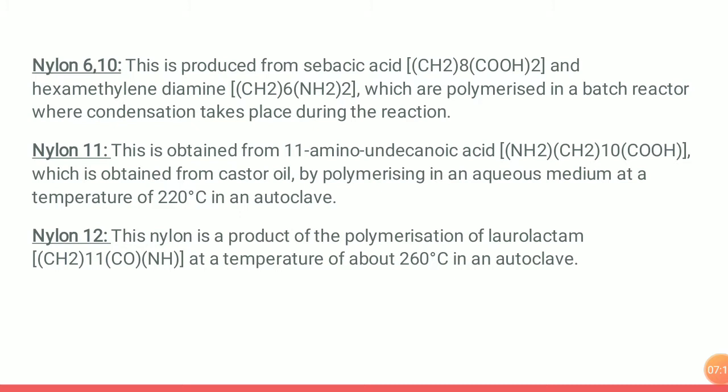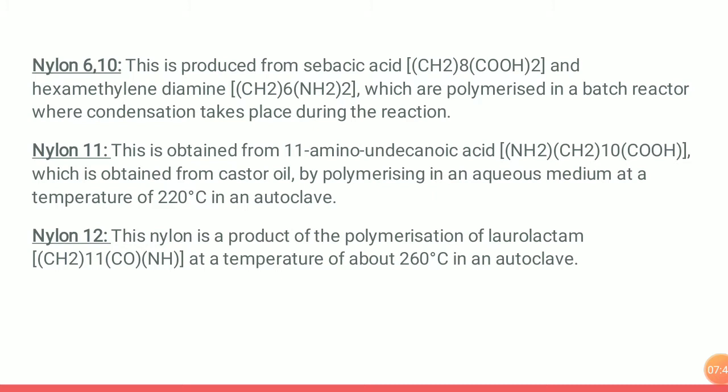Then we will see the next type, which is nylon 12. This is the product of polymerization of laurolactam at a temperature of about 260 degrees Celsius in an autoclave. So these are the different types of nylon that are used in industries. They have various wide applications for making various things that we are using in day to day life.